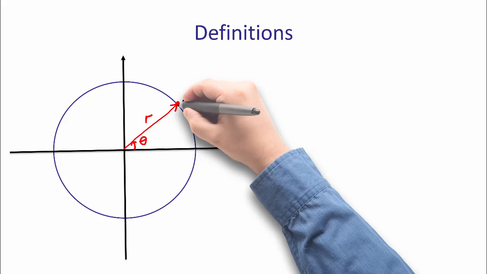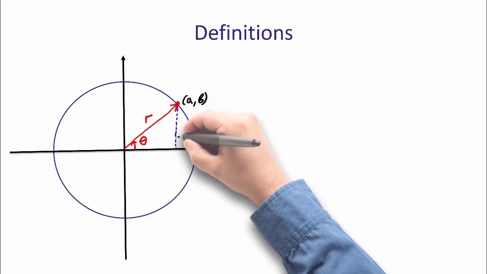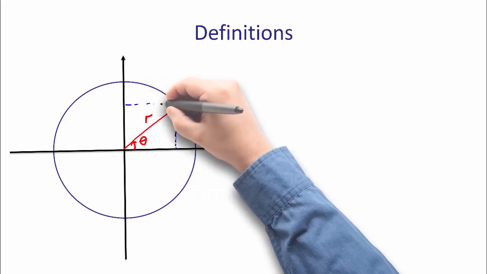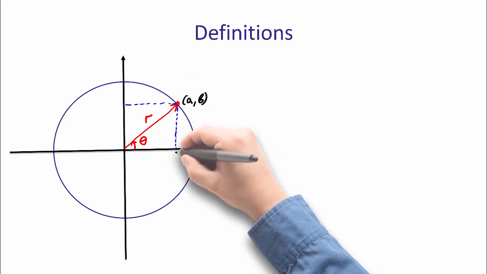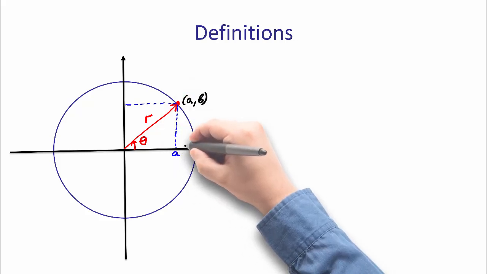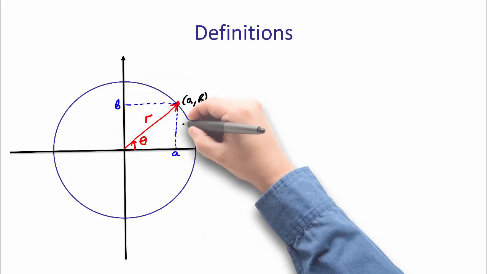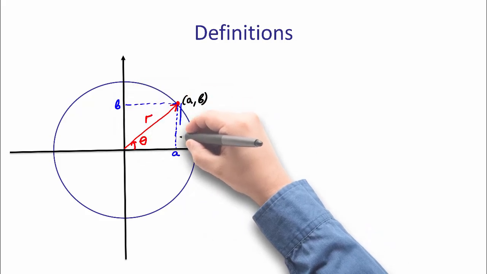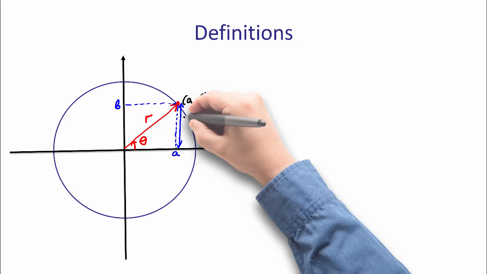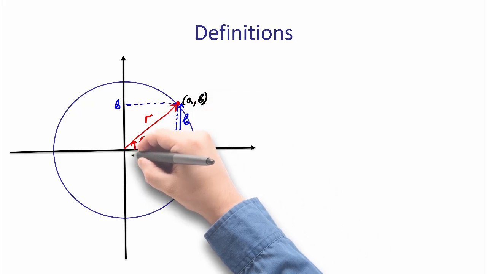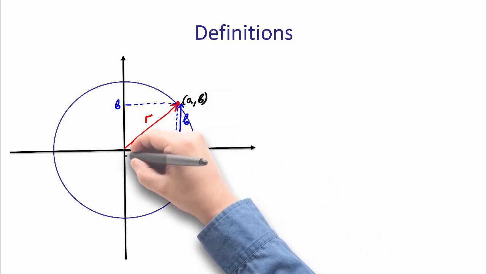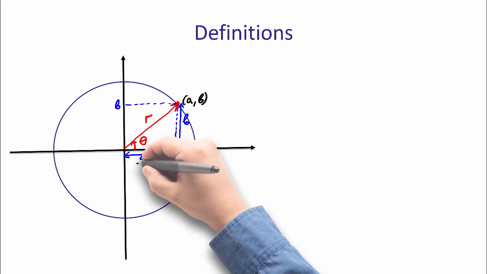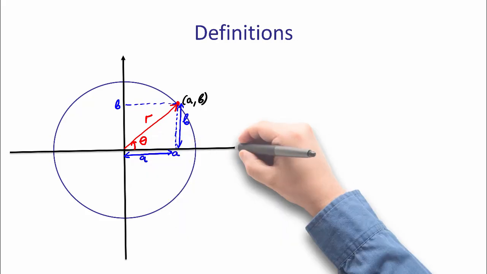Now, if we write those coordinates as Cartesian coordinates, this will be coordinate A, and this coordinate is B. In other words, this distance is B, and this distance is A. Now, different angles could be defined in degrees or radians.